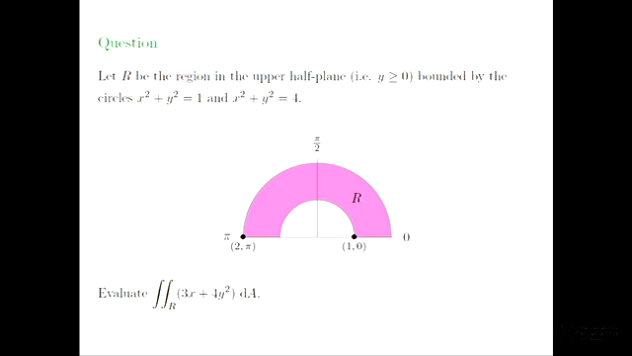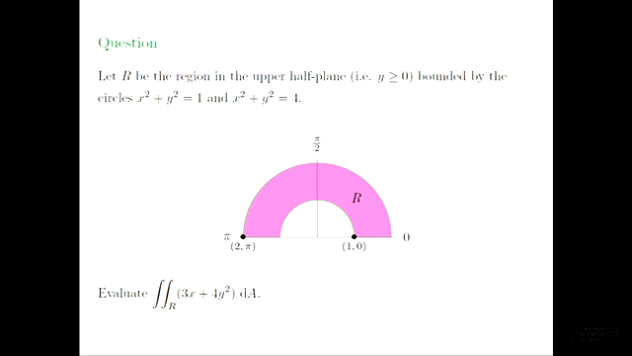Cool. Let R be the region in the upper half plane, as in y is greater than or equal to 0, bounded by two circles, x squared plus y squared equals 1, and x squared plus y squared equals 4. Right, so we have one circle of radius 1 and another of radius 2, and we're cutting the one of radius 2 out with the one that is radius 1. And evaluate the Cartesian function 3x plus 4y squared over this region.